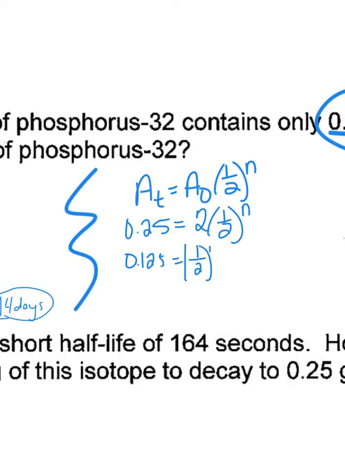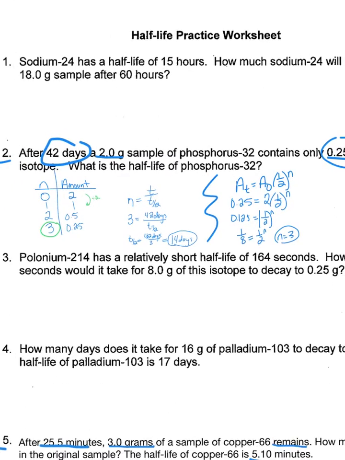It might be helpful to turn that into a fraction. You can do that right in your calculator if you want. 0.125 is the same as 1/8. So 1/8 equals 1/2 to the n power, meaning 1/2 has to be to what power to give me 1/8? Oh, n would have to be 3. 1/2 to the third power would give me 1/8, or 2 to the third power would give me 8. So this way, I could use that equation to find n.